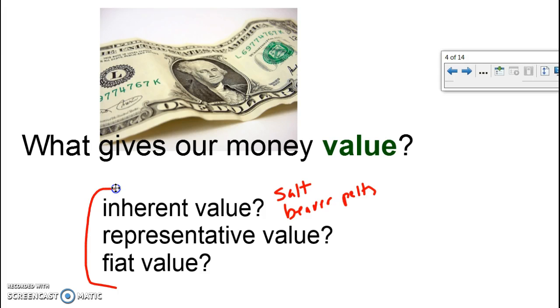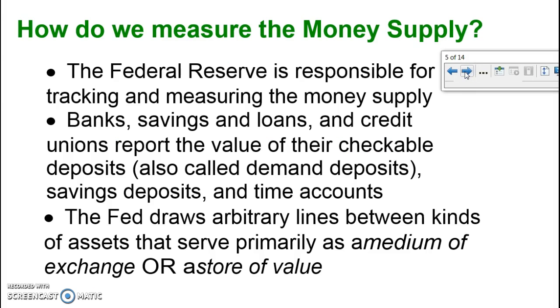But dollars no longer have representative value. Now they have what we call fiat value, which means our dollars have value because the government says they have value. So fiat is like a decree from a dictator or a king. You know, this has value. That's fiat value, and that is the only kind of value that our currency currently has.